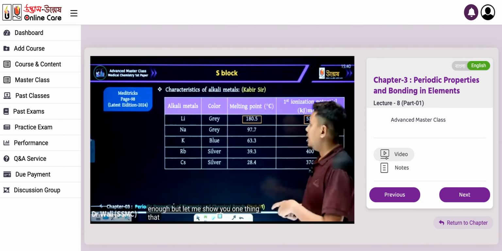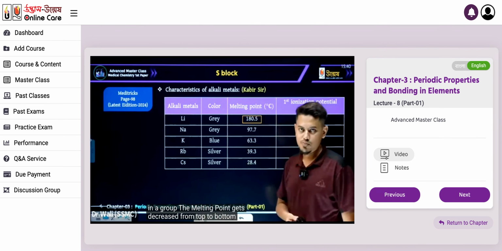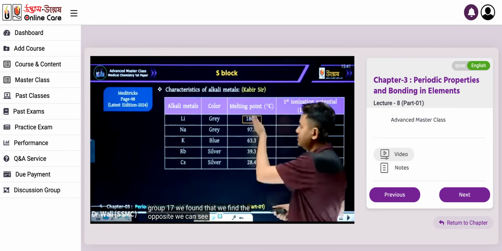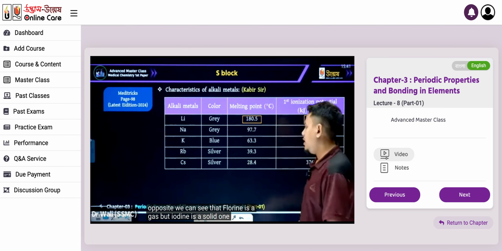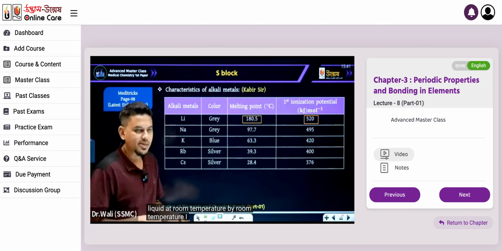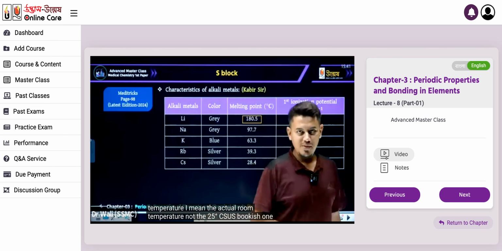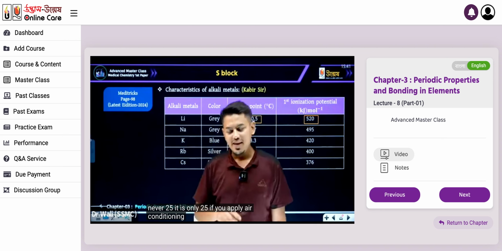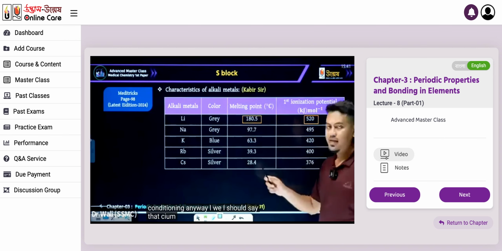But let me show you one thing: in a group, the melting point decreases from top to bottom. This does not happen for every group. In case of group 17, we find the opposite. Fluorine is a gas, but iodine is a solid. But here we see lithium is a solid, but cesium is a liquid at room temperature. By room temperature, I mean the actual room temperature, not the bookish 25 degrees Celsius, because currently room temperature is never 25. It is only 25 if you apply air conditioning. Anyway, cesium is a fluid metal.